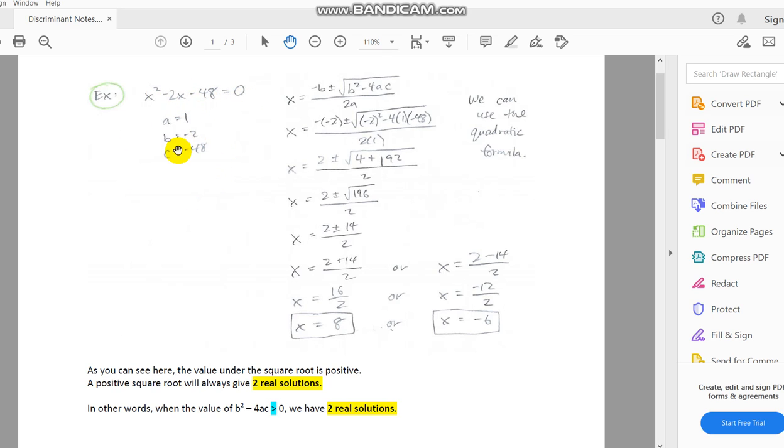If we go ahead and identify a, b, and c, and then solve for x, we're going to get two possible solutions. And the reason why is, as you can see here, the value under this square root is positive. So that's what I put here. The value under the square root is positive. Anytime you have a positive square root, in other words, anything that's greater than 0, you're going to have something that gives two real solutions, as you can see right here. So we have two real solutions.